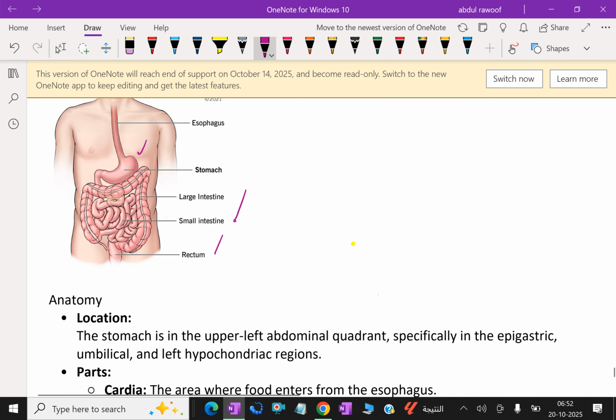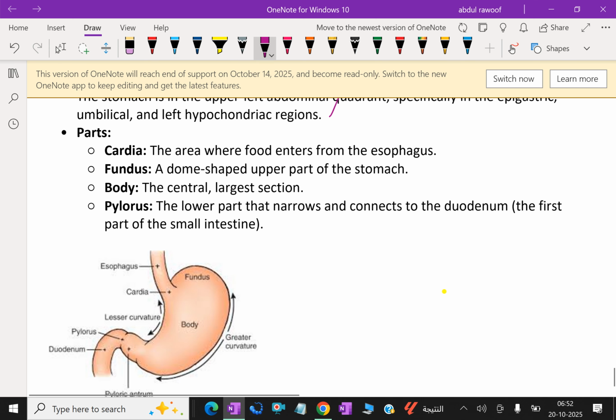What is its anatomy? Location. The stomach is in the upper left abdominal quadrant, specifically in the epigastric, umbilical, and left hypochondriac regions. What are the parts?